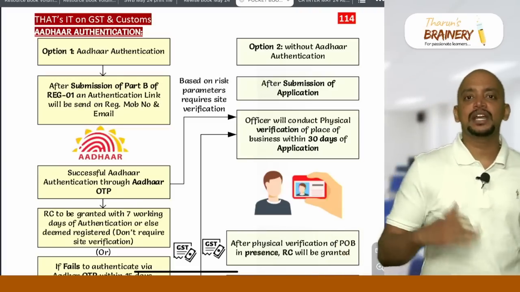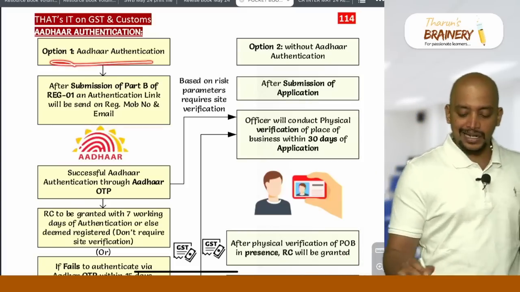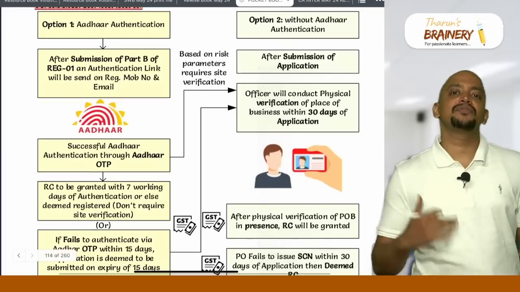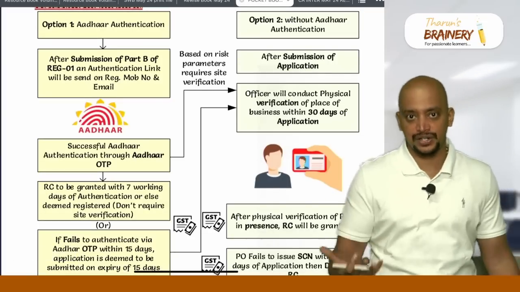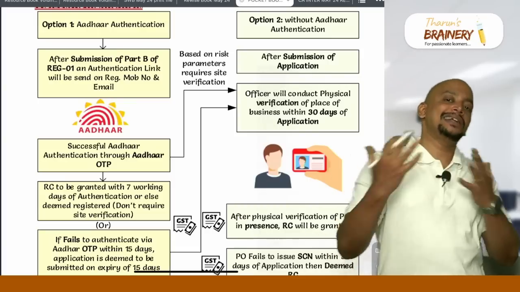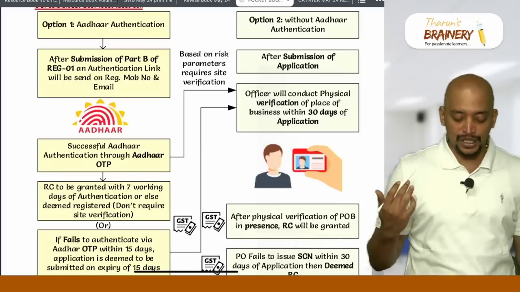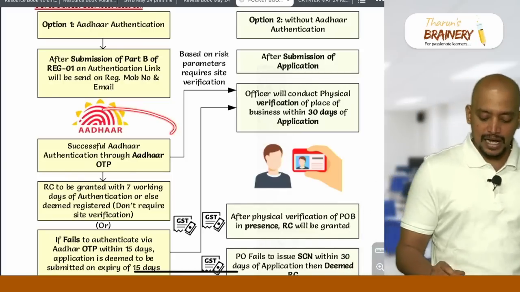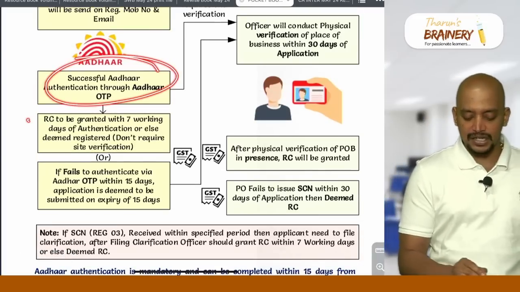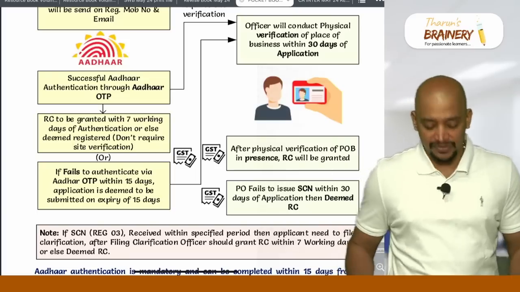But at the time when we make the application for registration, we have two options. Option 1, Aadhaar authentication, or option 2, without Aadhaar authentication. In option 1, what will happen? We will be submitting part B of the registration application. Once we submit part B, we will get an Aadhaar authentication link. In that link, we need to complete the OTP verification. That is known as Aadhaar authentication. After Aadhaar authentication, within 7 working days, registration will be granted. So there won't be any site verification.